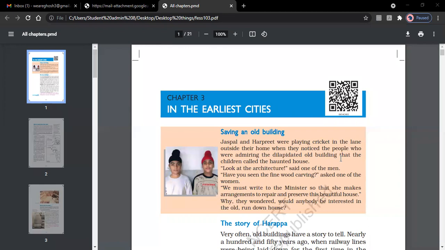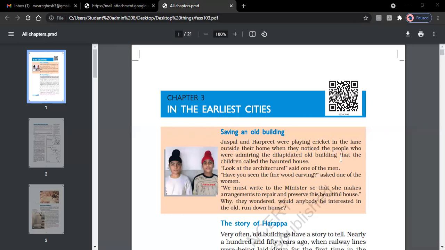So today I'm going to discuss the question answers of Chapter 3 of History NCERT Class 6. The chapter is "In the Earliest Cities". As I'm always telling you, before starting, read your textbook very carefully. Each and every line is very important for our studies, as well as practice writing. It will improve your writing speed, and it is very important for History, Civics and SST subjects.